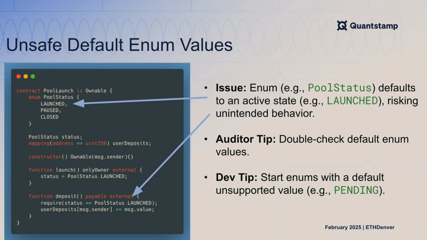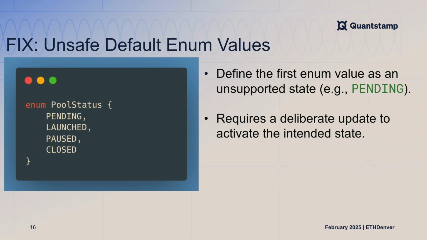This may not be intended, and it can happen in a lot of other different circumstances too, where anytime there's an enum and the default value is the first one, if that's not an okay or safe state to be in, then we need to evaluate adding a new one on top of that. So our fix here would be to add a pending state as the first state in the enum. This would make it so that it defaults to the pending state and then needs to be manually changed to one of the launched, paused, or closed states later.